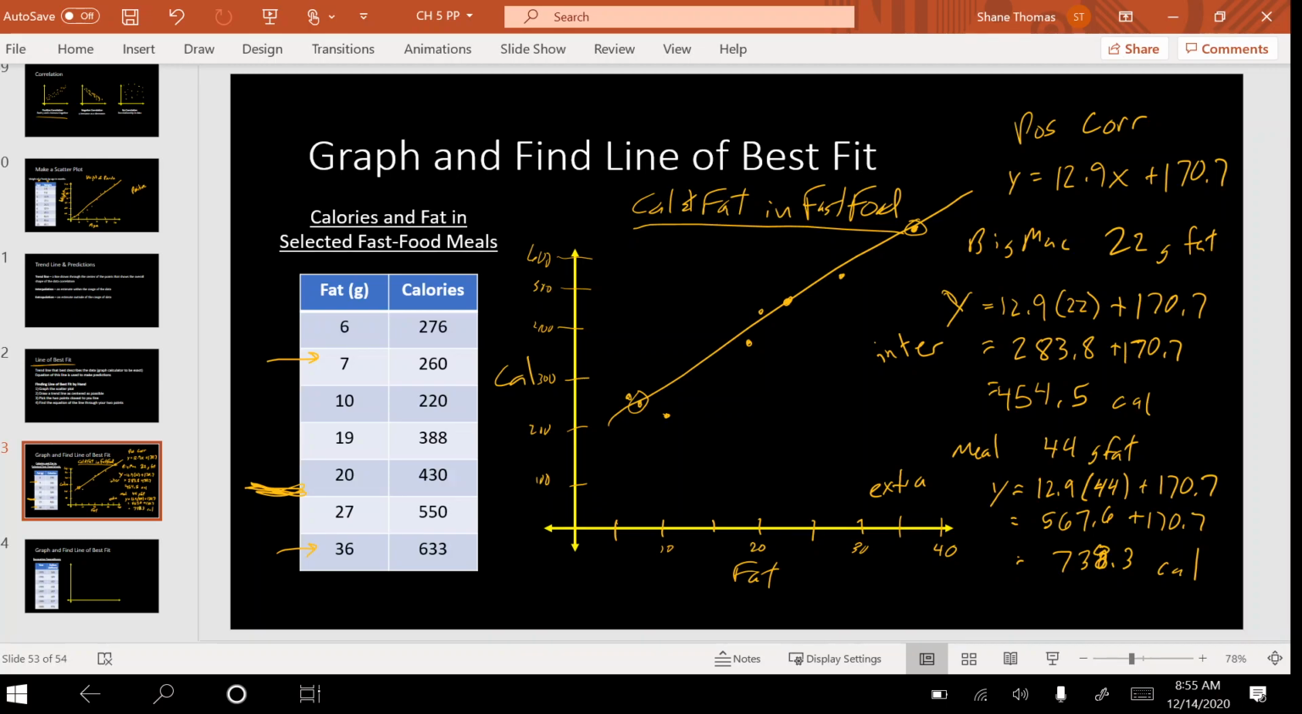So then that meal has 738.3 calories if it has 44 grams of fat, based on everything we have here. Based on the information that we have, we're using that to make our predictions. Okay, we made our scatter plot, drew our trend line, used it as a line of best fit, found the equation of the line, then made two predictions off of it. So there's a lot going on from one little chart here, isn't there?